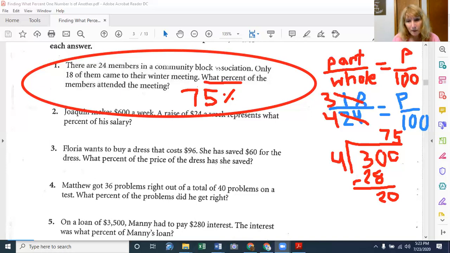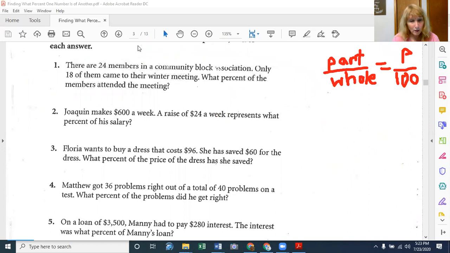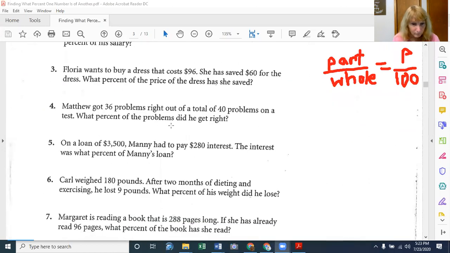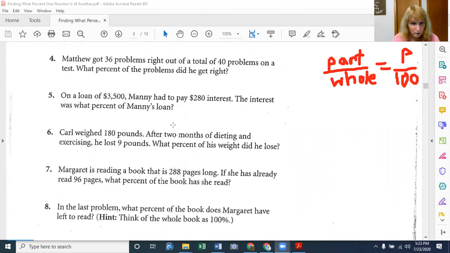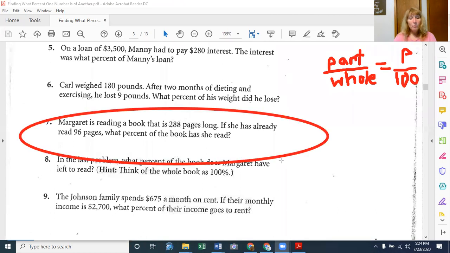Let's try another one. I'm going to try to keep the part over whole up there. Let's try number 7. Margaret is reading a book that is 288 pages long. If she has already read 96 pages, what percent of the book has she read?